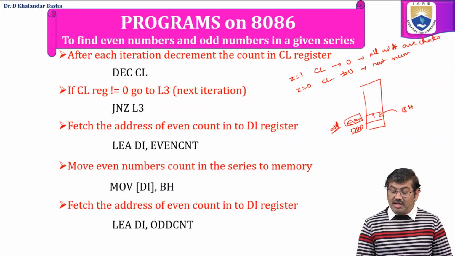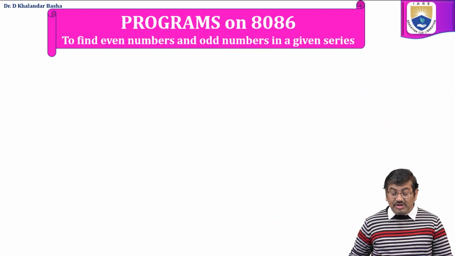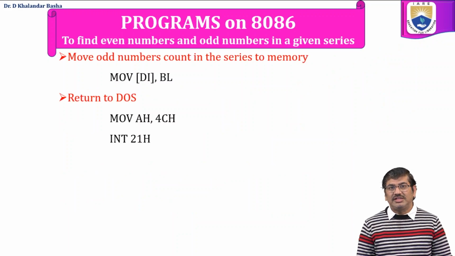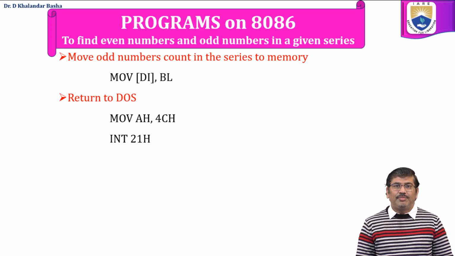Next, once the even count is done, we have to load the odd count. For loading the odd count into memory, we have to fetch the address of this variable. For that we use LEA DI, odd count. This instruction will fetch the address of the odd count and load it into DI. Into this memory location we load the BL register, as we assigned the BL register to hold the number of odd numbers present in the given series. That count is loaded into the memory location whose address is placed in the DI index register. So with this, the program is done.